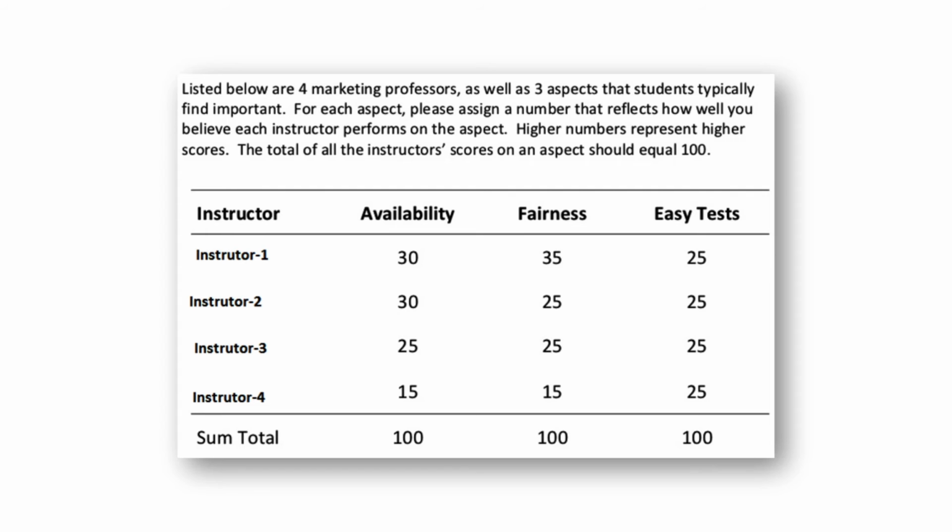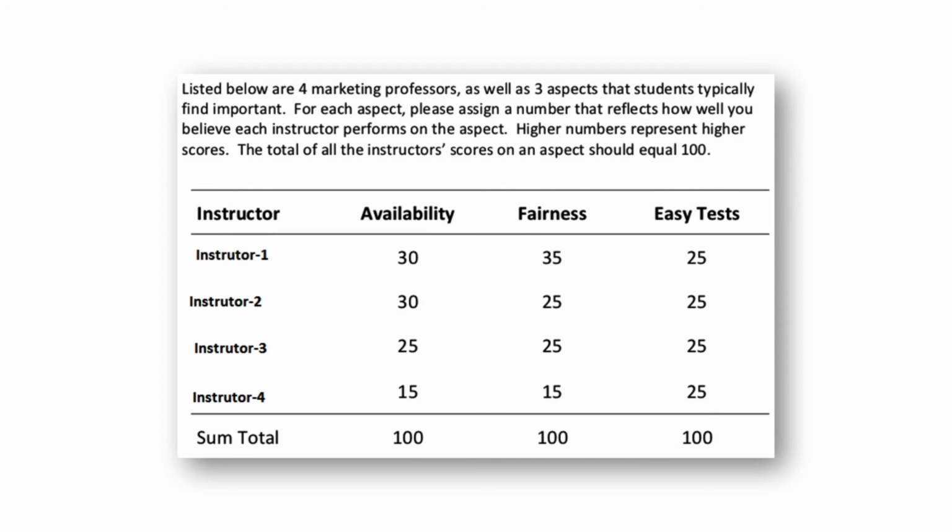So what we have observed is that for instructor 1, availability is 30%, fairness 35, easy test is 25. So this comes to 65 plus 25, which is 90. So instructor 1 has scored 90 marks out of 100. So this is considered to be the constant sum scale where 3 parameters are taken care of: availability, fairness and easy test, and the instructor is going to be monitored or evaluated on the basis of these 3 parameters. So instructor 2 again is based on availability, fairness and easy test.